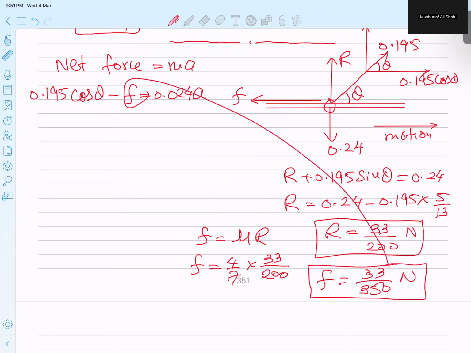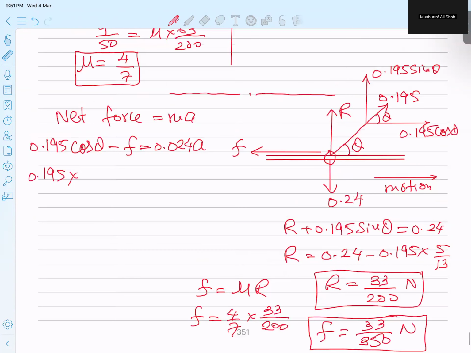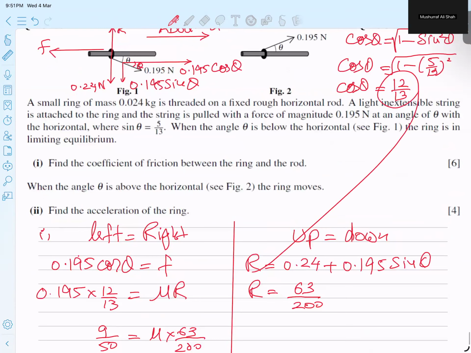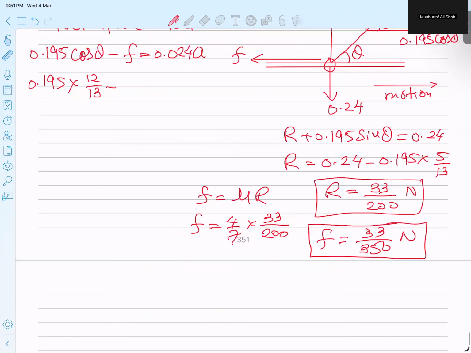Now I'm going to plug it in here and get the answer: 0.195, but what is the cos value? You can see on top, 12 by 13, it will not change. 12 by 13, and the friction value I just got now, 33 over 350, equal to 0.024a. Typing matter only: 0.195 times 12 divided by 13 minus 33 divided by 350, and whatever that is, divided by 0.024, and the acceleration is coming to me in fraction form as 25 by 7.